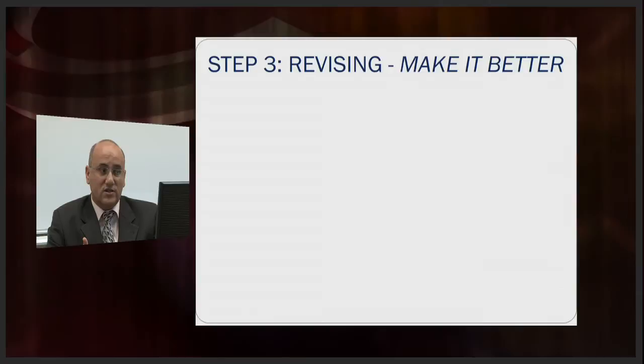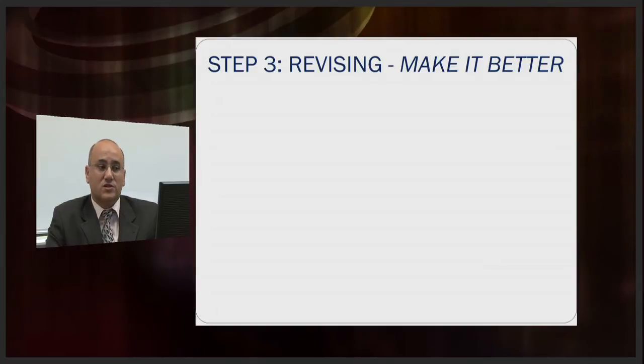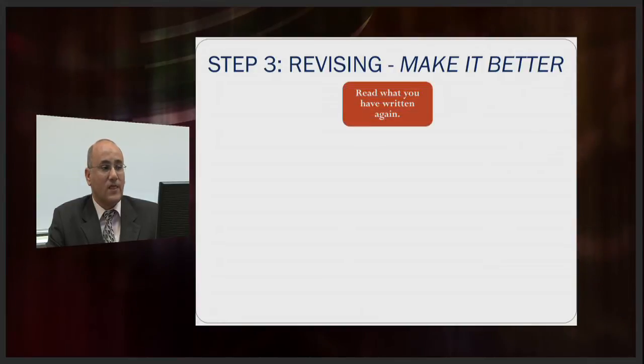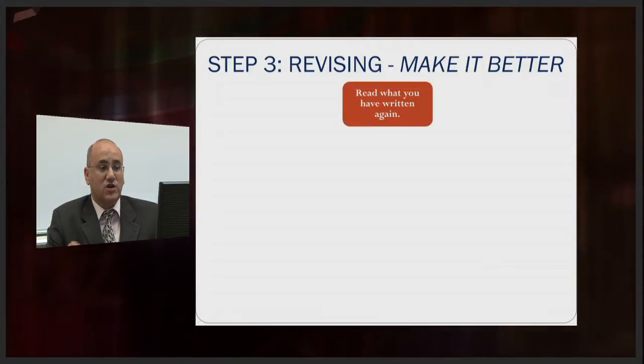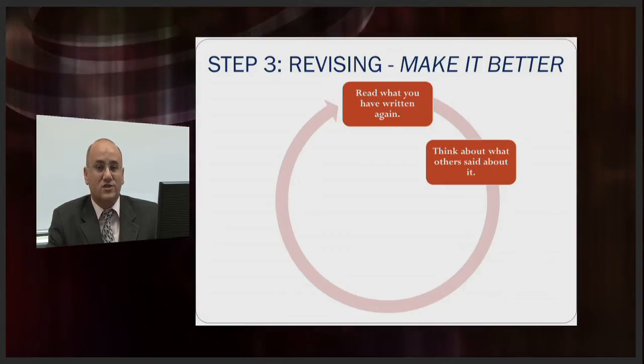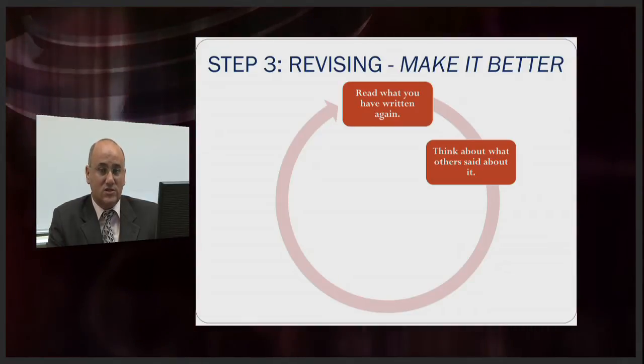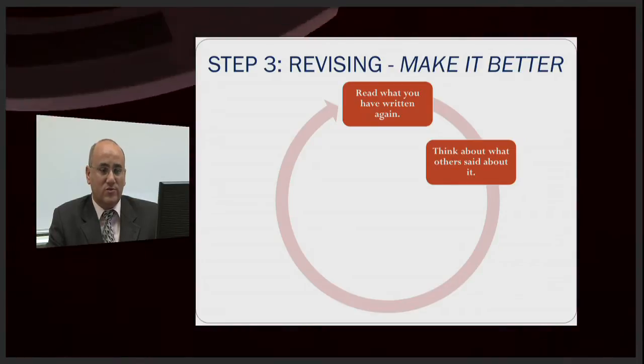Stage 3 is revising. So now you made pre-writing and now you made the second step, which is drafting. You wrote something. Here you have to revise, to check. Why? To make it better. The reason is we want it to be better. Number 1 is you read what you have written again. Once more you read. Then think about others. What others said about it. I told you in the previous stage you have to show to other people to get suggestions. What other people said about your topic you have to consider.